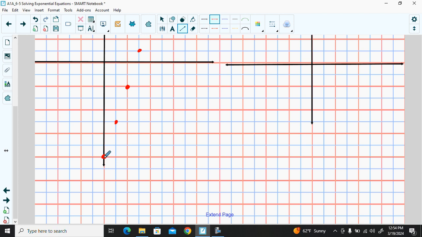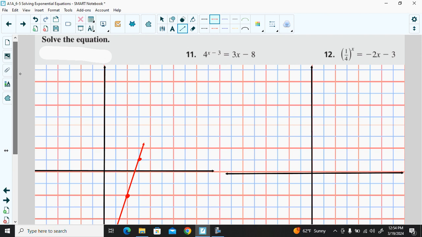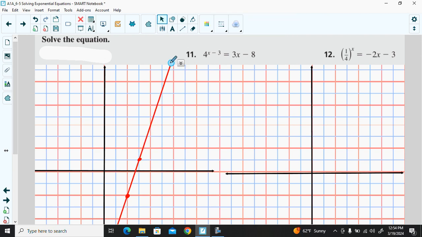I'm going to graph that line. I'm going to have to extend that line too, because we don't know where the intersection point is. So I'll extend that line a good distance.